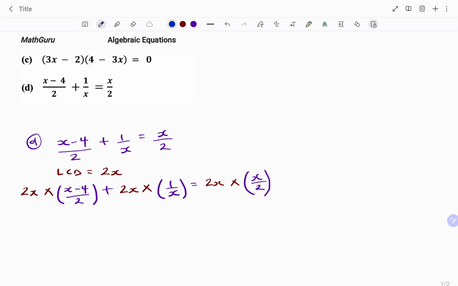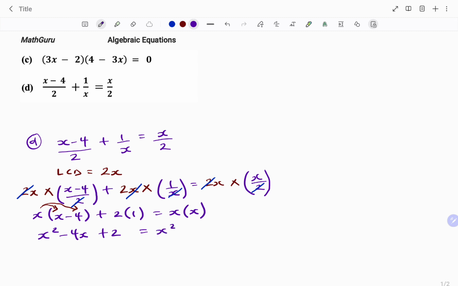So on my left-hand side, I have 2 and 2 that cancels out. I have x cancelling out. I'm cancelling out all the common factors at the top and at the bottom. Then I'm left with x in bracket x minus 4 plus 2 multiplying 1 equals x multiplying x. That's x squared minus 4x. What I've done is the x outside the bracket multiplies all the terms in the bracket. That's plus 2 equals x squared.